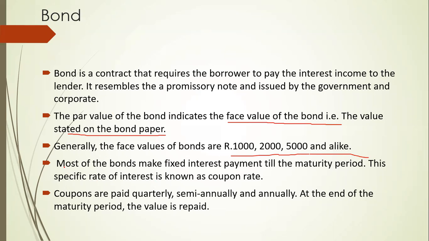Coming to the next, most of the bonds make fixed interest payment till the maturity period, and this specific rate of interest is known as coupon rate. So this is an important one. What is coupon rate? Coupon rate is the fixed interest payment which is received by the lender of the money, or the purchaser of the bond, or the bondholder. Coupons are paid quarterly, semi-annually or annually, and at the end of the maturity period the value is repaid.